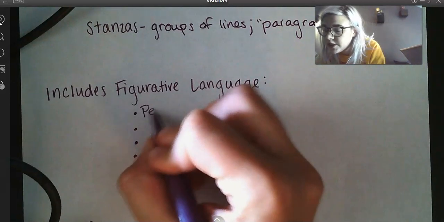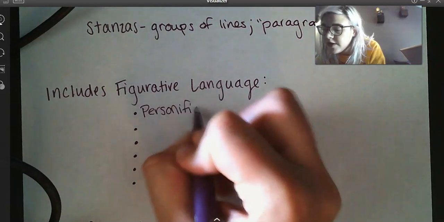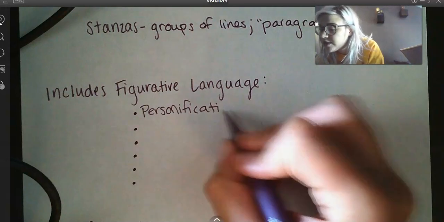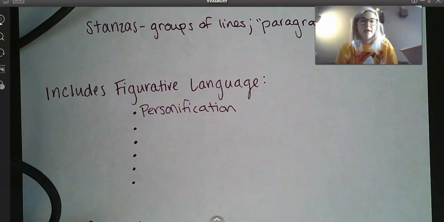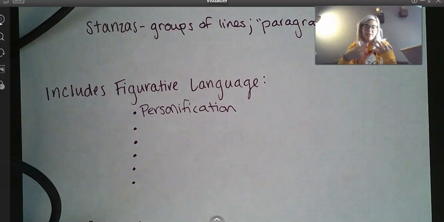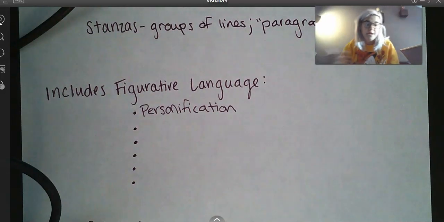So, personification, and if you forgot what that was, that is when they give human characteristics to something not human. Okay? So, like the wind whistled through the trees. The wind can't actually whistle because it's not a human thing to do that, but we can give it that trait.